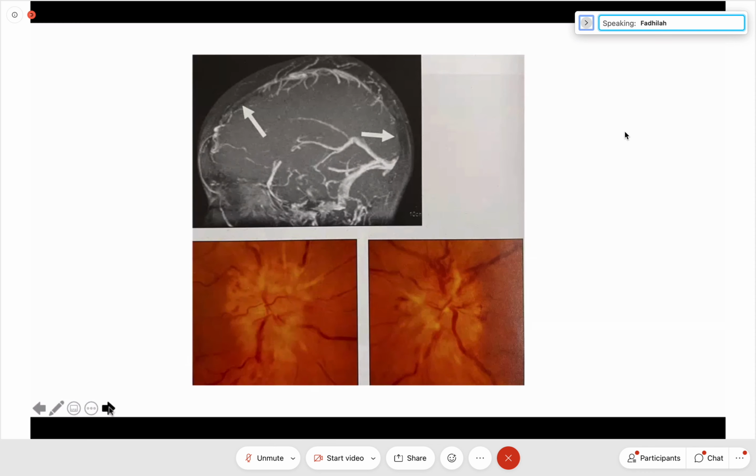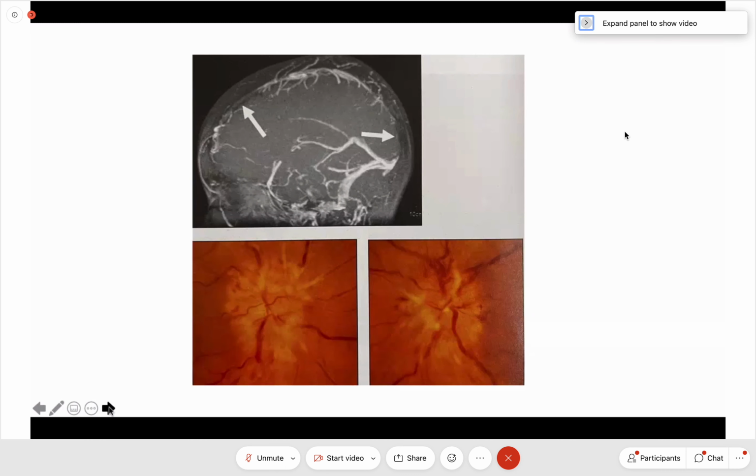Right? But of course, there are many other causes as well. So have a look at this MRV, sagittal view of the brain. Perhaps you want to try and answer that in your heart, maybe. But there are two big arrows that I cannot conceal. What you are seeing here is a superior sagittal sinus thrombosis.